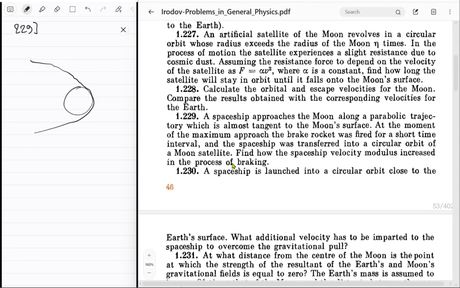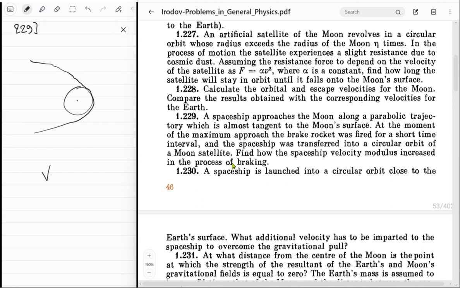What do you mean by the maximum approach? I think what you mean is that dr upon dt is just maximum, right? So for that to happen, your d square r upon dt square should be 0, right? And it's a parabolic trajectory. Oh, yeah, I don't know how to solve for parabolic trajectories. This is one of the foci. Okay. So the eccentricity is what? 1. That makes it a parabola.